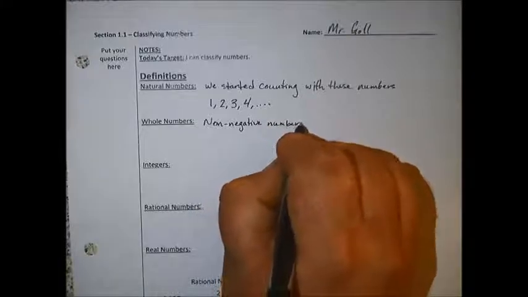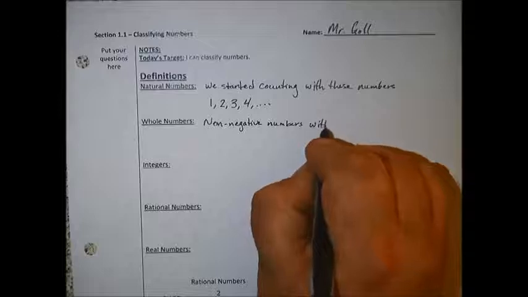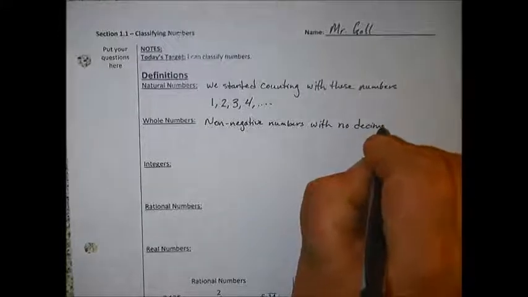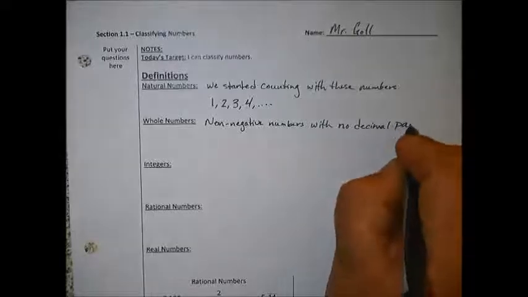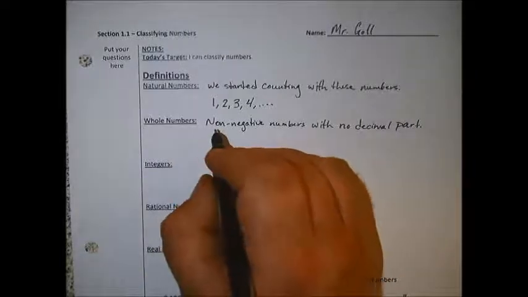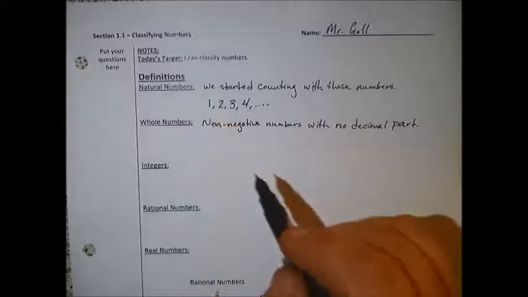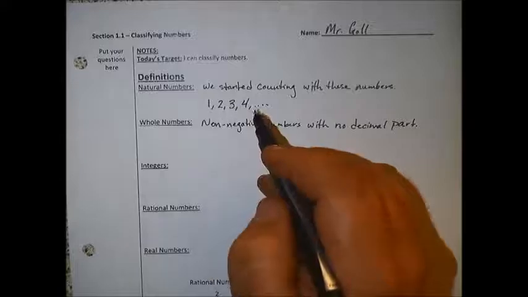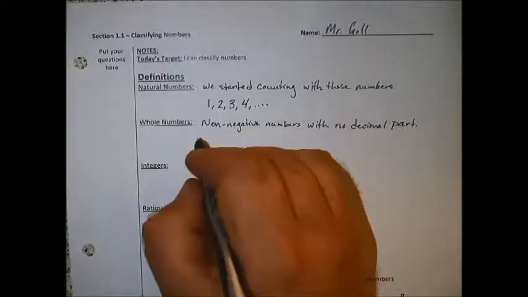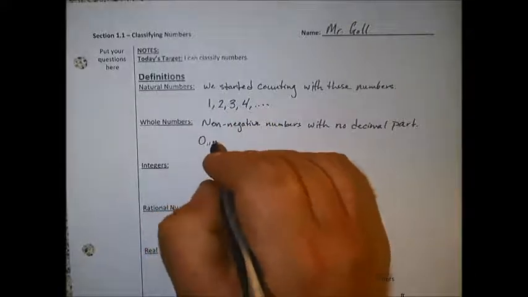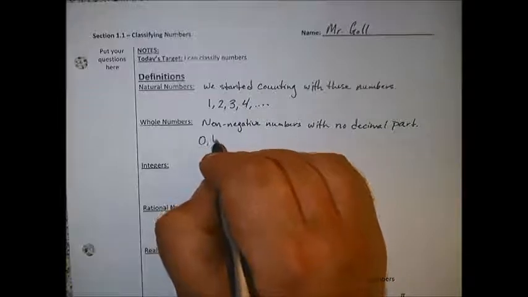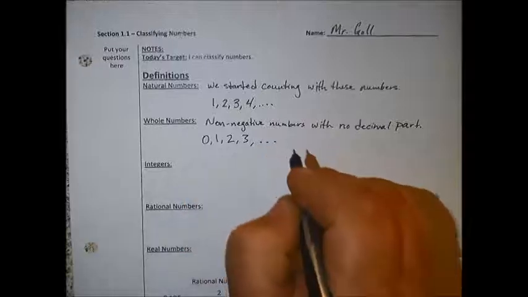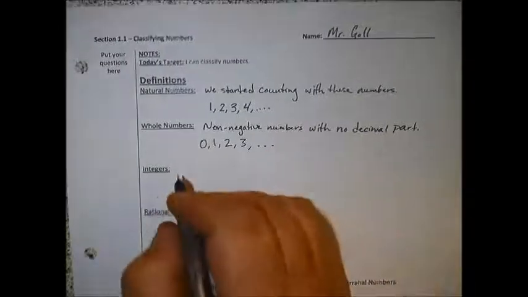Okay, specifically whole numbers. Okay, these numbers are non-negative. Non-negative numbers with, I'm just going to say, no decimal part. Okay. The only addition from natural numbers to whole numbers is that we have now said just non-negative. These ones are only positive up here. The number 0 is neither positive nor is it negative. So 0, 1, 2, 3, and so on.